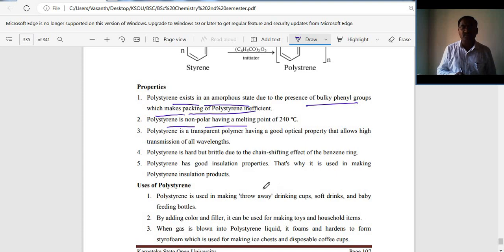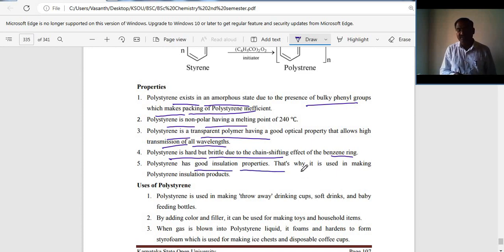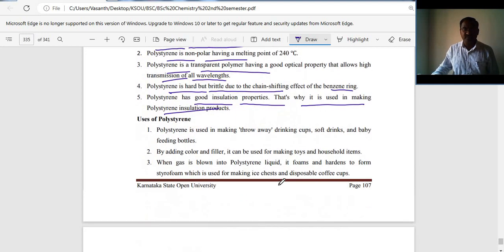Polystyrene is non-polar, having a melting point of 240 degrees Celsius. Polystyrene is a transparent polymer having a good optical property that allows high transmission of all wavelengths. Polystyrene is hard but brittle due to the chain stiffening effect of the benzene ring. Polystyrene has good insulation properties. That's why it is used in making polystyrene insulation products.